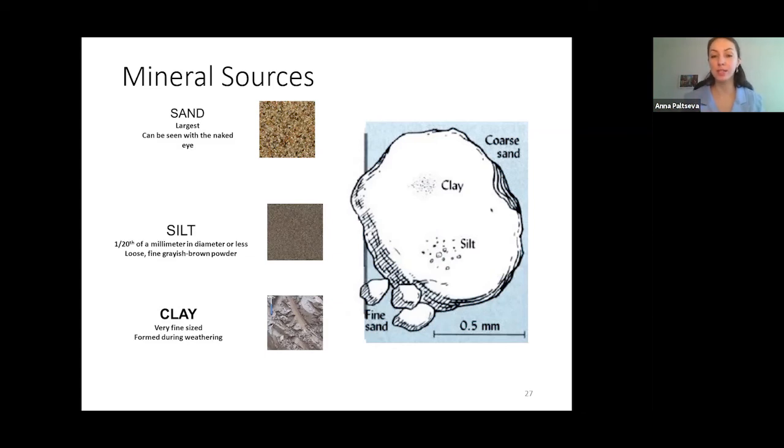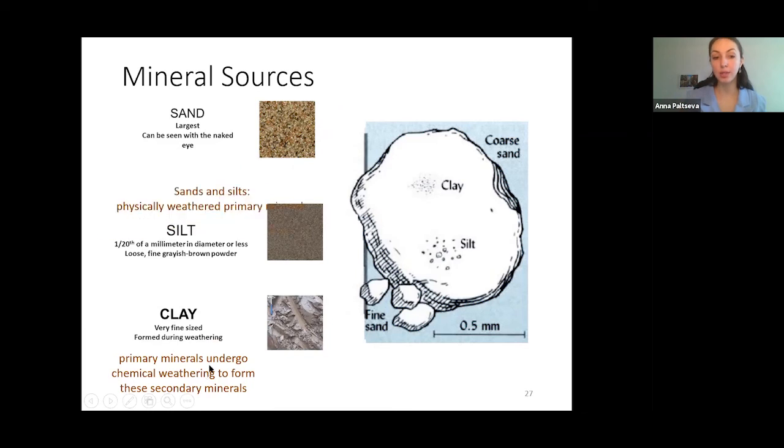We find different clay types, and it's something I wanted you to differentiate for yourself. So clay is the size, but also clay is a mineral. So how does this mineral form? It's typically due to some chemical weathering processes. So let me show you.